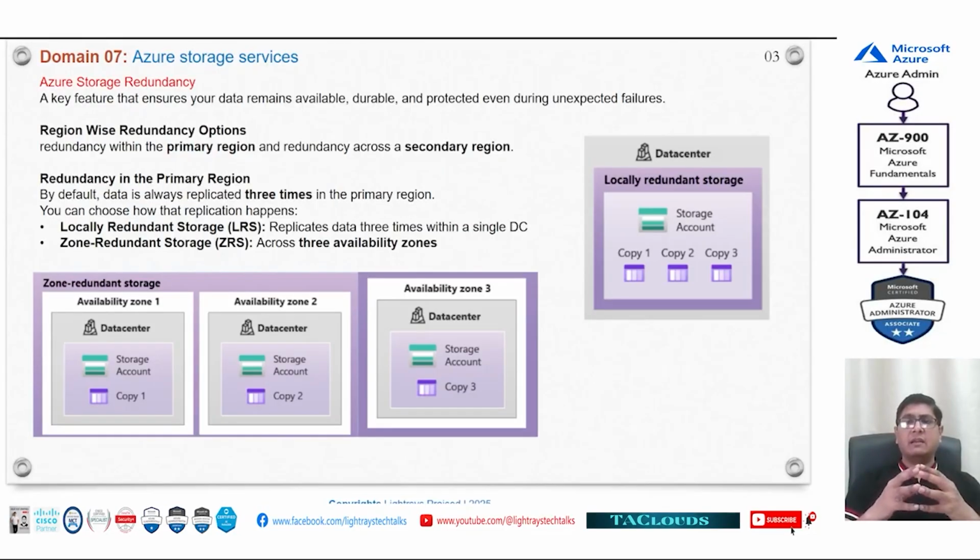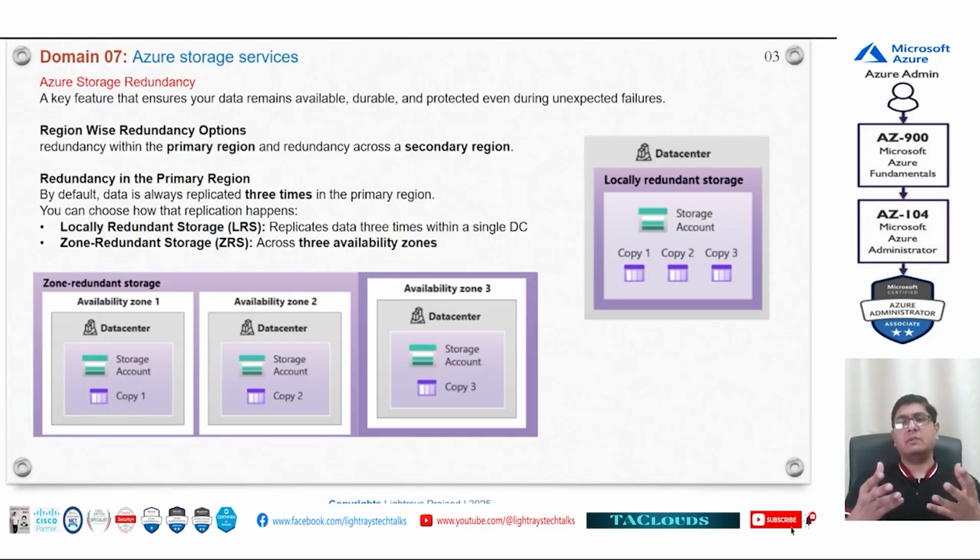Like you can say that if it is a big server, one hard drive, and inside we have 3 RAIDs. We have divided this hard drive into 3 RAIDs, and one of the RAIDs has one file, the second one has the second, and the third one has the third. But if the whole drive goes down, then all 3 copies will not be available. So that is the advantage and disadvantage of LRS, locally redundant.